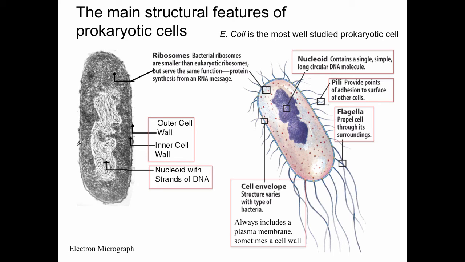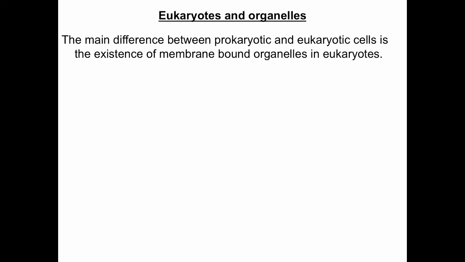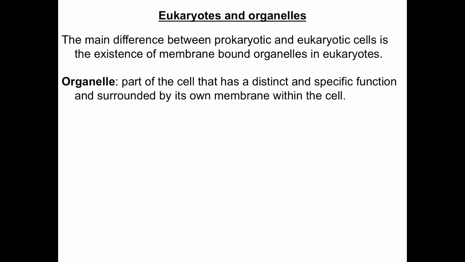Many prokaryotic cells have specialized structures that protrude out of the cellular envelope, such as pili, which aids in surface adhesion, and flagella, which is involved in cell motility. The main difference between prokaryotic and eukaryotic cells is the existence of membrane-bounded organelles in eukaryotic cells. An organelle is a part of the cell that has a distinct and specific function and is surrounded by its own membrane within the cell.